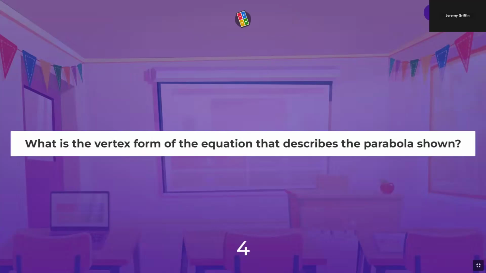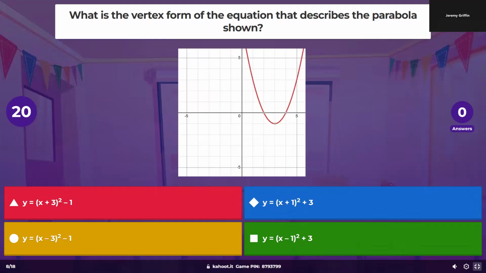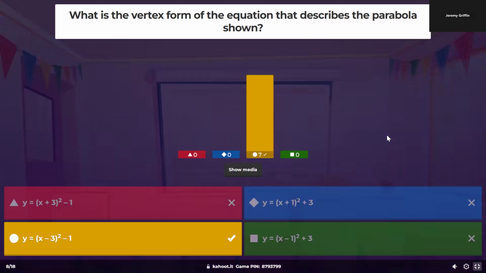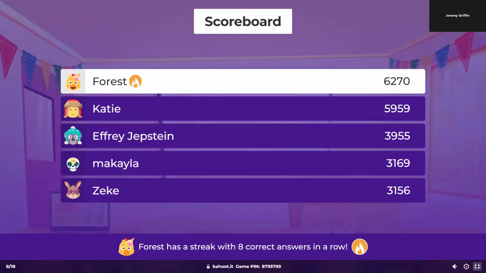What's the vertex form of the equation that describes the parabola shown? Vertex form. Got a classic parabola. It looks like it's right 3 down 1, maybe. How do you go right 3 down 1? Oh, I know. And of course, you can always make an XY table.